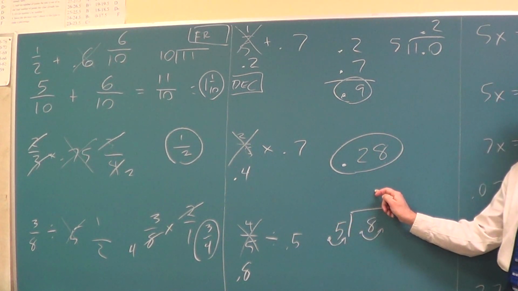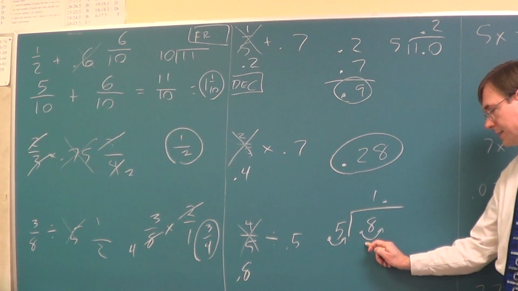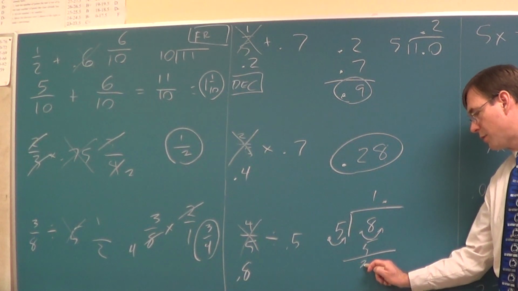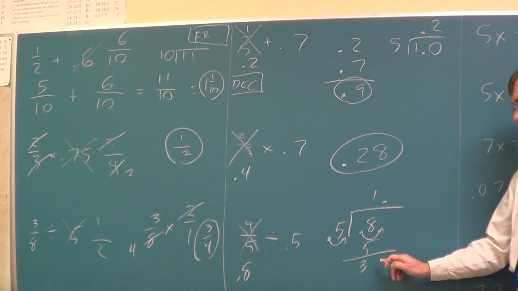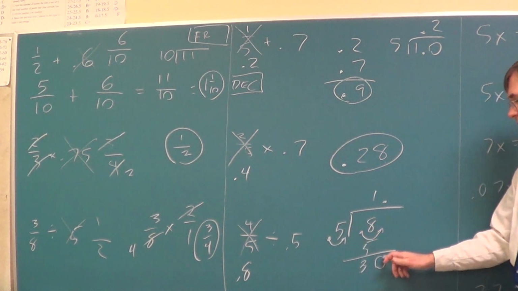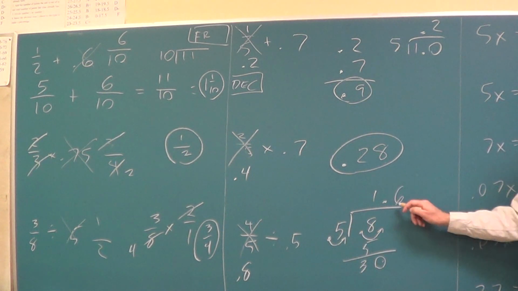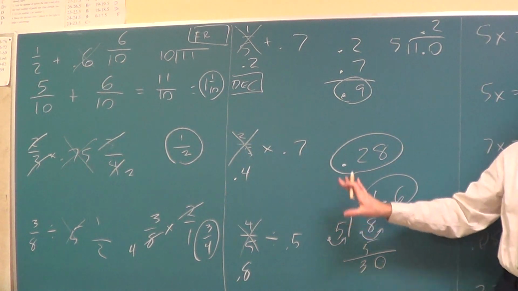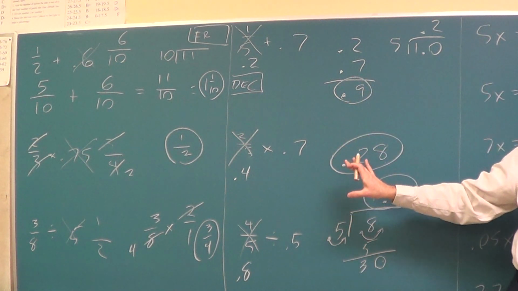5 into 8 goes, just yell, once. That gets us 5. Remainder looks like 3, but we're not allowed to do remainders. So what do we do when we're getting forced remainders? Add a 0. 5 into 30, 6, and that's going to go evenly, and now we're good, and that's decimal world. Question about decimal world?